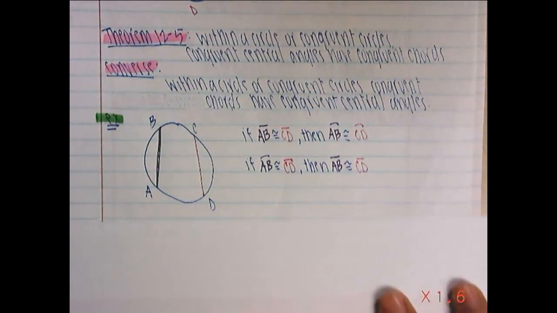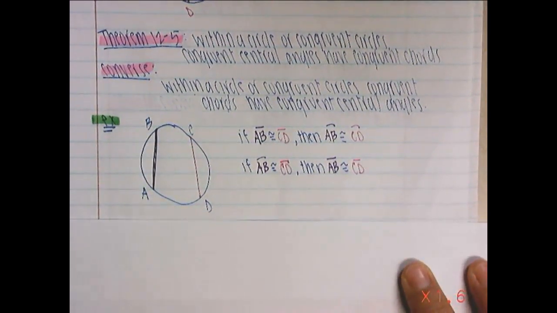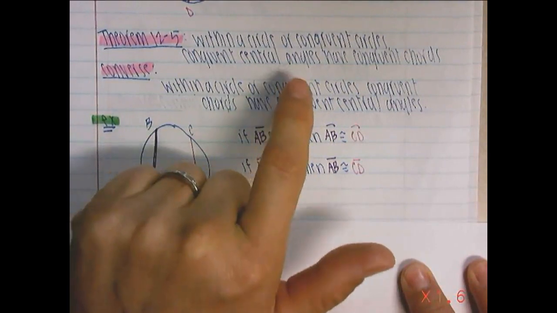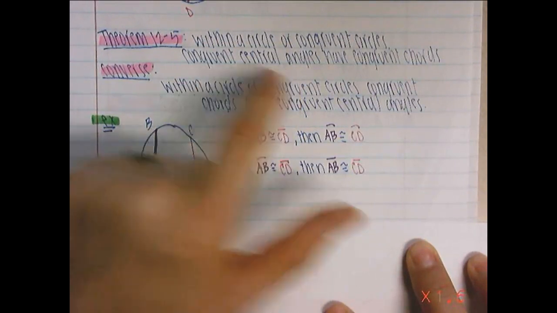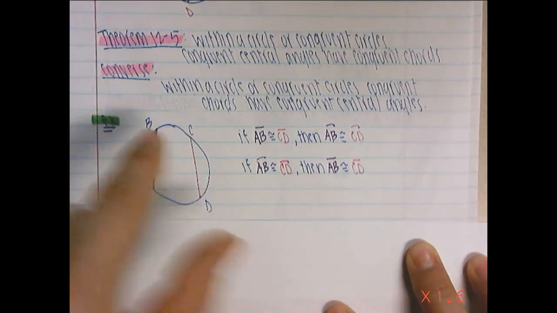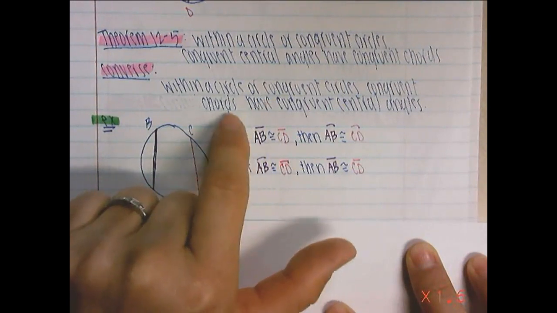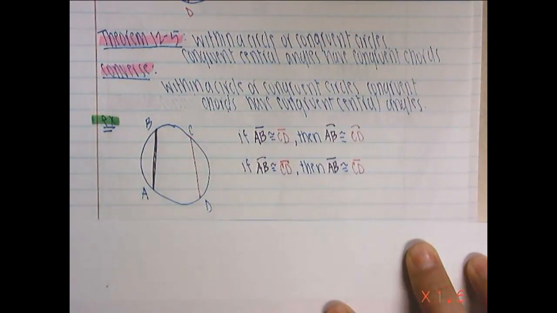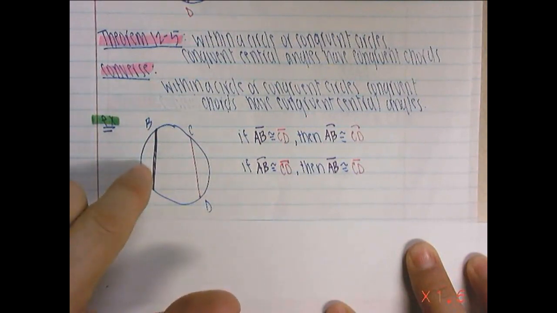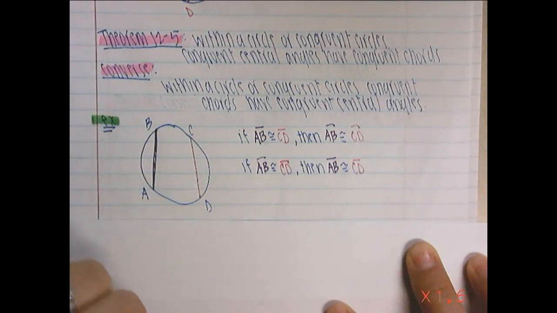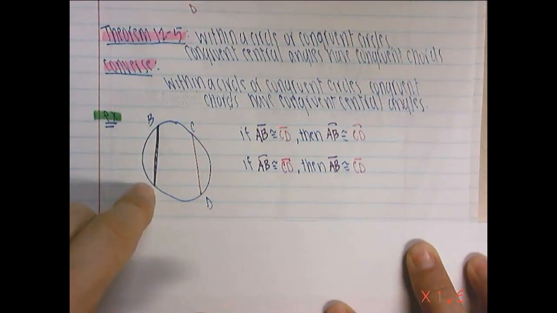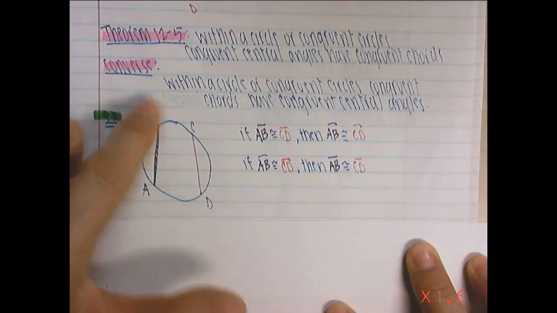Let's look at theorem 12.5 then. All right, within a circle or congruent circles, congruent central angles have congruent chords. So congruent central angles again, but this time with chords. Within a circle or congruent circles, congruent chords have congruent central angles. That would be the converse. So, let's look here. If we know that this segment AB is congruent to this segment CD, then we would know that this arc would be congruent to this arc, AB and CD.